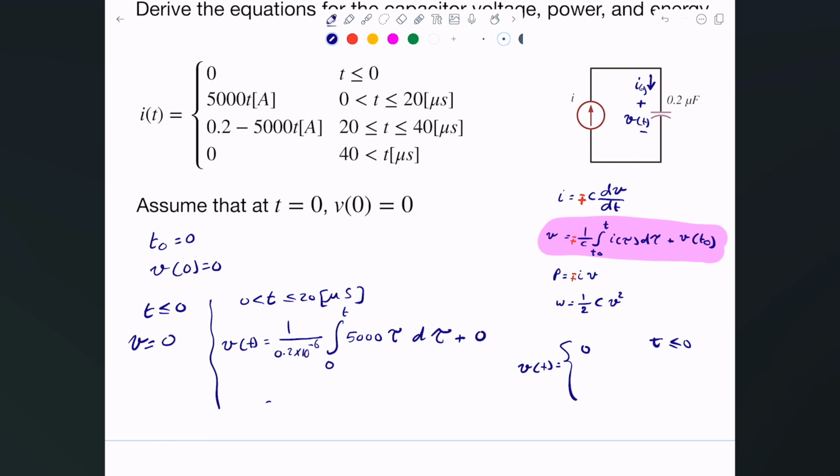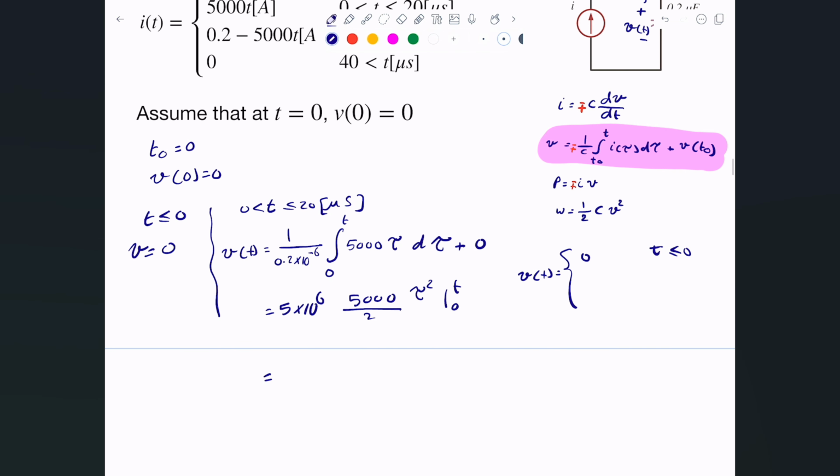So what we have is 1 divided by that, which will be 5 times 10 to the power 6, times 5,000, and the integral of tau is tau squared divided by 2, evaluated from 0 to t. That becomes 1.25 times 10 to the power 10 of t squared, because it's t squared minus 0. So we write it here: 1.25 times 10 to the power 10 t squared, and that's for t between 0 and 20 microseconds, sorry.